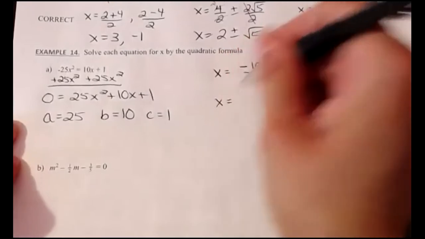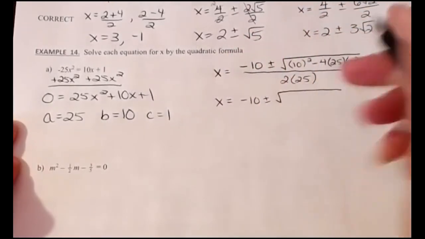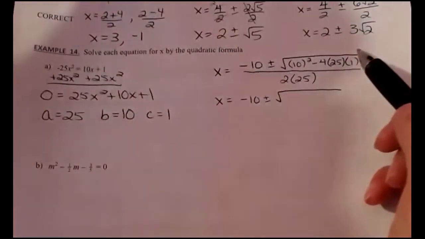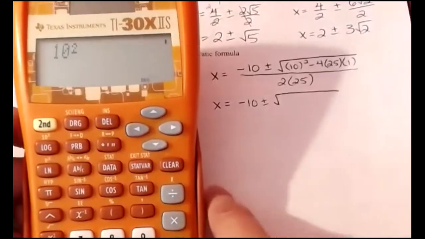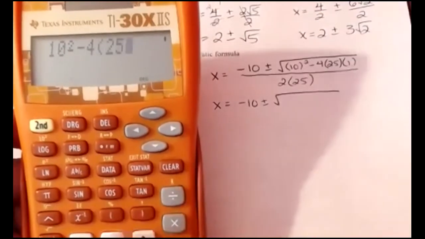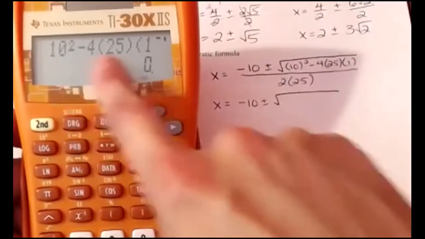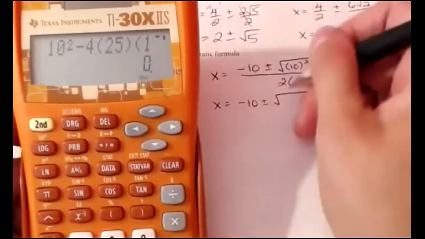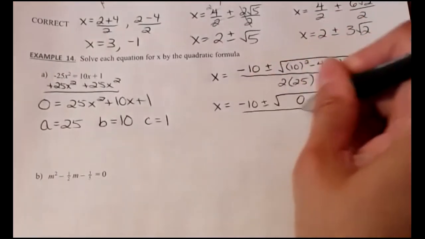So we've got x is equal to negative 10 plus or minus. What I would do if I were you is I would just simplify everything underneath. Like I would say to myself, well, I know that we've got 10 squared, and 10 squared is 100, but we could just write 10 squared, then minus 4 times 25 times 1. Not that we need to write times 1, but it's okay. So it turns out that 10 squared, which is 100, minus 4 times 25, which is also 100, leaves us with a 0. And that's not a big deal. Don't freak out about that.